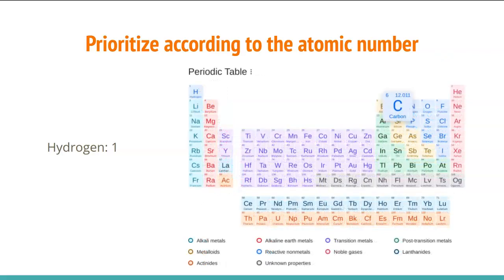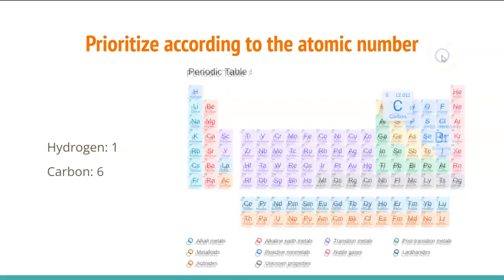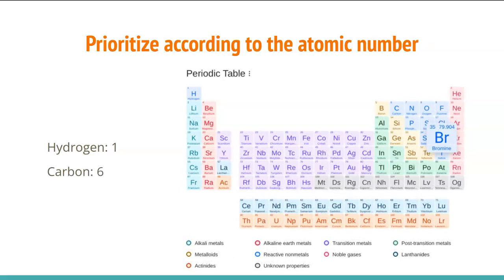Another example would be carbon. Its atomic number is 6. And then just a third one to really drive the point home is bromine with the atomic number 35.